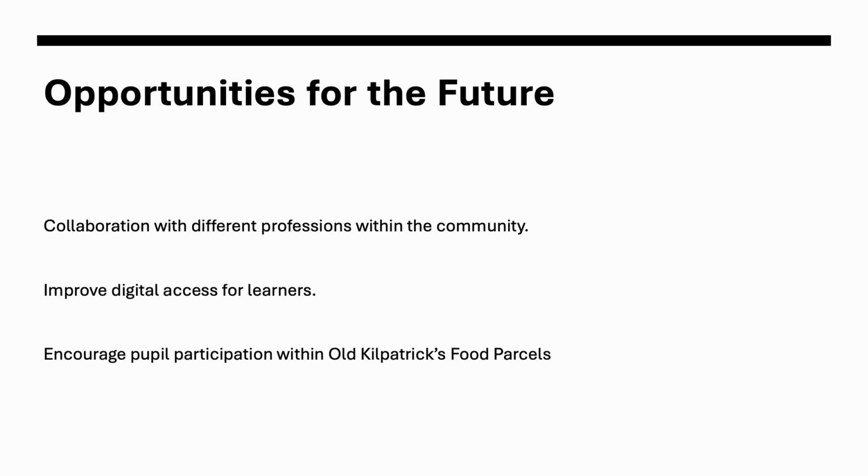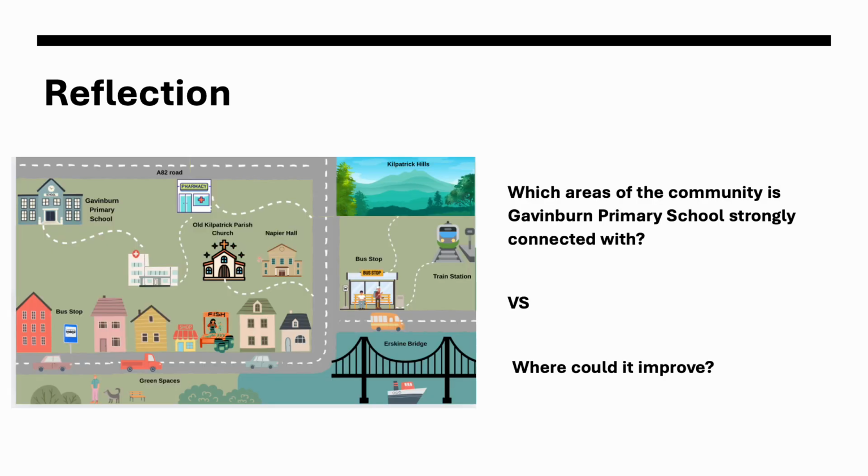From O'Kilpatrick Food Parcel's Facebook page, they shared that some Gavin pupils showed interest in volunteering for the charity. The organisation were very pleased and they said they will put plans in place to include child volunteers within their organisation. In reflection, Gavin Primary School is very well connected to its local community through its strong use of green spaces, involvement in charity work, and close relationships with families and volunteers. These links help create a sense of pride and belonging for your pupils, allowing them to learn not just in the classroom but also through real life experiences in their local area.